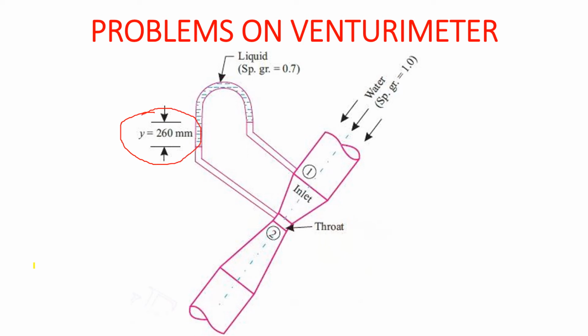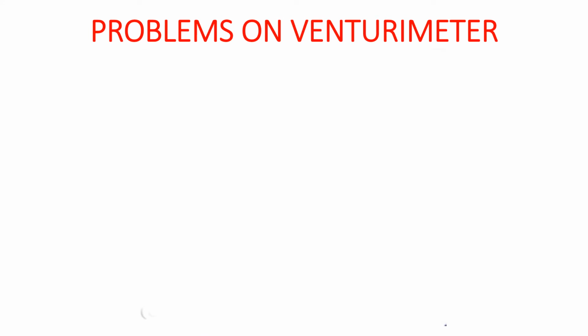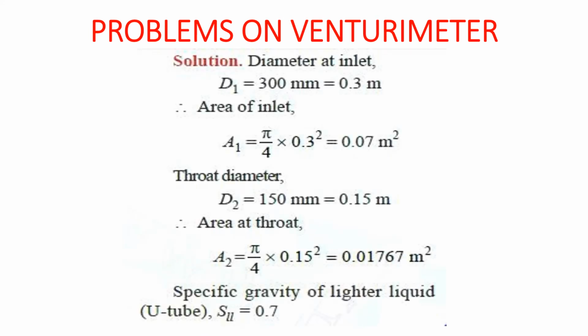Then the inlet diameter is given to us, and the outlet diameter, that is the throat diameter, is given to us, and through this particular system the liquid is there having specific gravity 0.7. Okay, then water is flowing through this pipe, but the manometric liquid is given to us having specific gravity as 0.7. So instead of mercury, now there is a liquid of specific gravity 0.7 which is given to us. Okay, let's go for the solution.